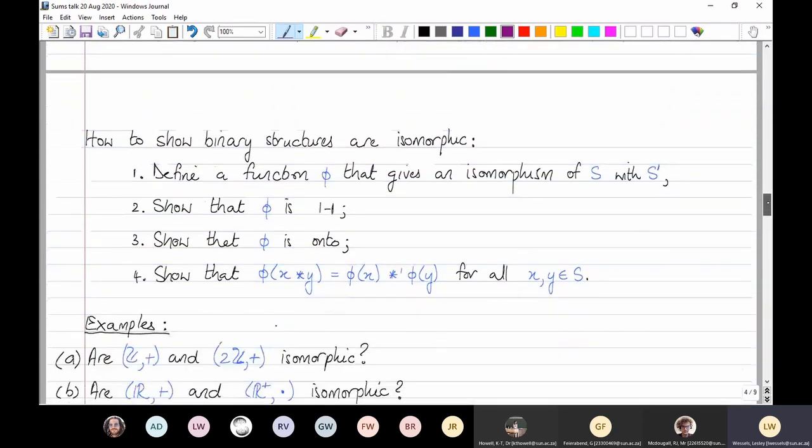Let's discuss how to show that one binary structure is isomorphic to another. The first thing you will do is define a function that gives an isomorphism. The second step is we want to show that phi is one-to-one. This we also call injectivity.